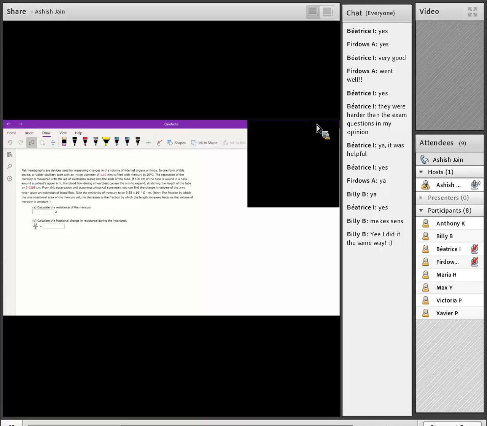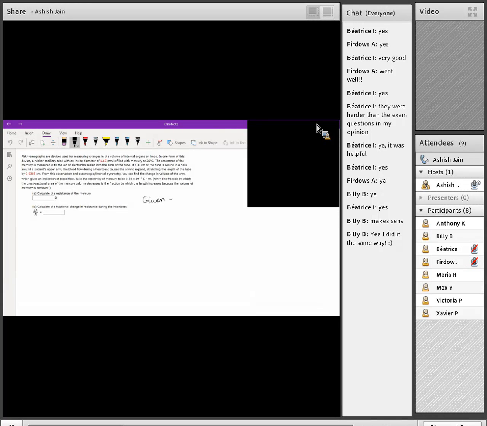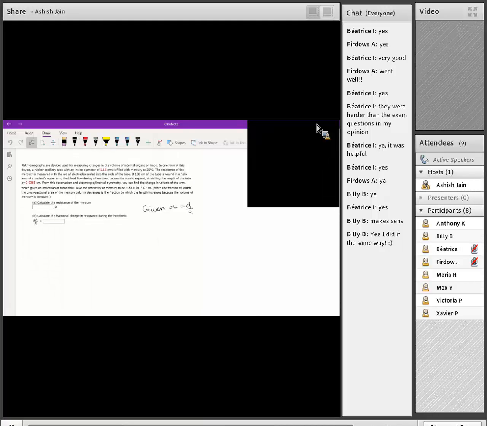I'll read the question. These graphs are devices used for measuring changes in the volume of internal organs or limbs in the human body. In one form of this device, a rubber capillary tube with an inside diameter. Again, let's say what's given. Given radius, and it is filled with mercury at temperature. The resistance of the mercury is measured with the aid of electrodes sealed into the ends of the tube.